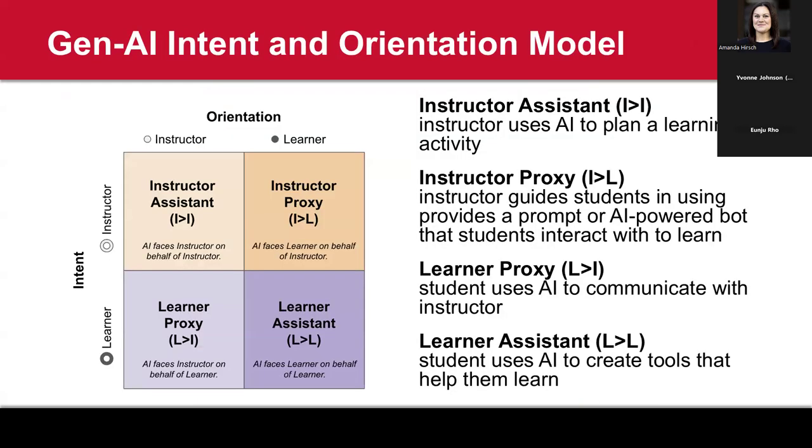So we shared this last month. This is a Gen AI intent and orientation model. So we've got instructor assistant, instructor proxy, learner assistant. Instructor uses AI to plan a learning activity. Instructor proxy is where instructor guides students in using a provided prompt or AI powered bot that students interact with to learn. Learner proxy, student uses AI to communicate with the instructor. And learner assistant, student uses AI to create tools that help them learn.